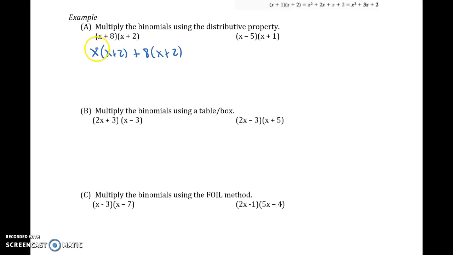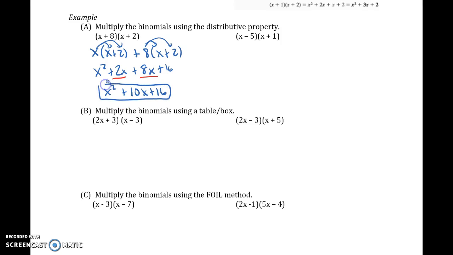And then we can go ahead and do the distributive property that we're very familiar with, right? Multiply the outside coefficient, the number, by the two numbers inside. So x times x is x squared. x times 2 is 2x. Same thing here. 8 times x is positive 8x. 8 times 2 is positive 16. And then go ahead and combine your like terms. And if you need to, underline or organize your like terms in some way, go for it. So 2x plus 8x gives me 10x. So the final multiplied product is x squared plus 10x plus 16. So that's your distributive property.